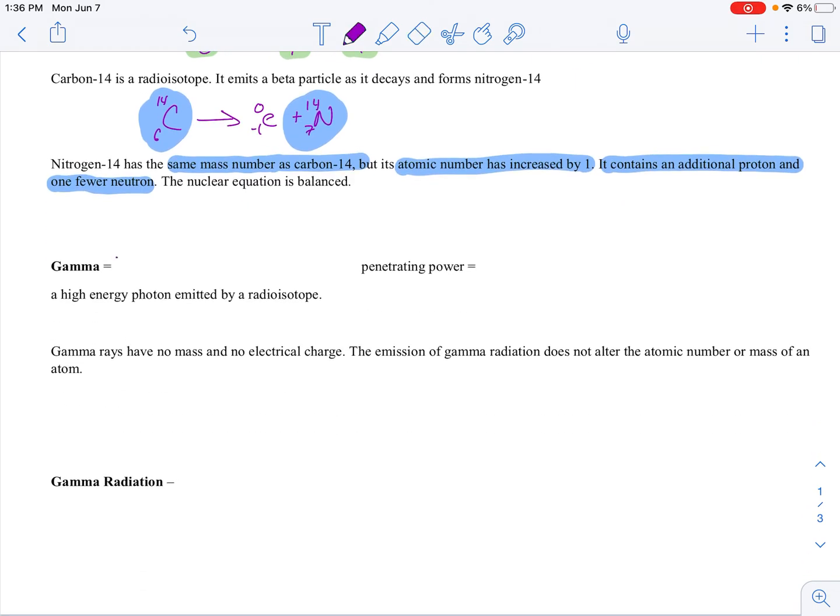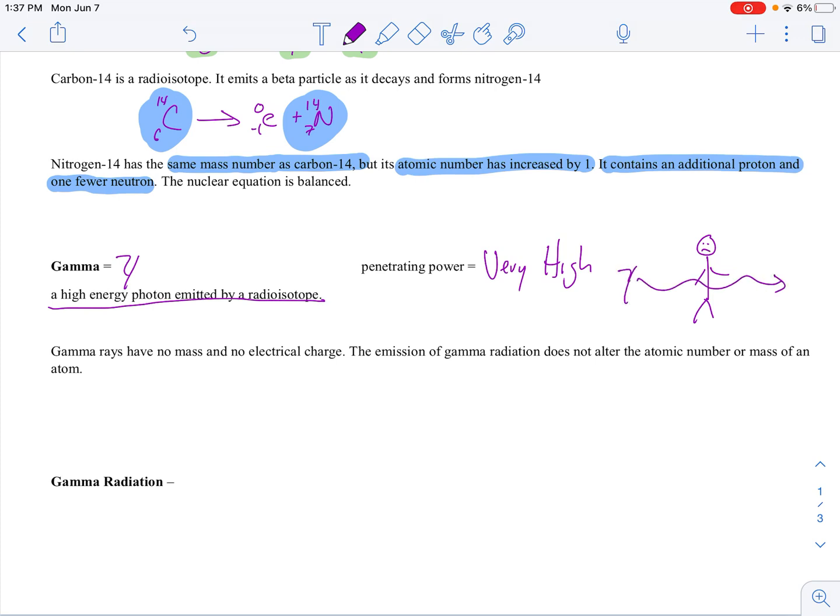Gamma radiation is our last type, so gamma radiation kind of looks like that. It is just a very high energy electromagnetic radiation, specifically a high energy photon emitted by a radioisotope. The penetrating power here is very high. It's so high that it'll just pass right through your body and you won't even know it.